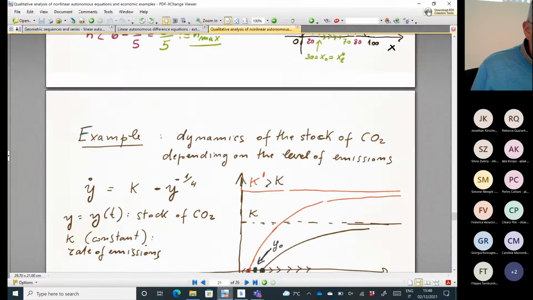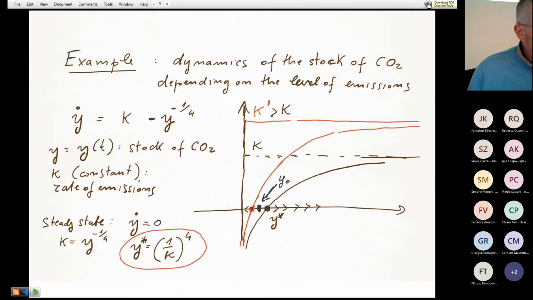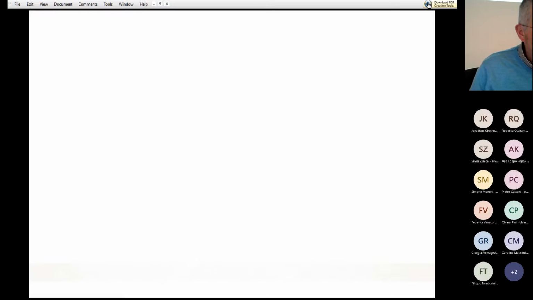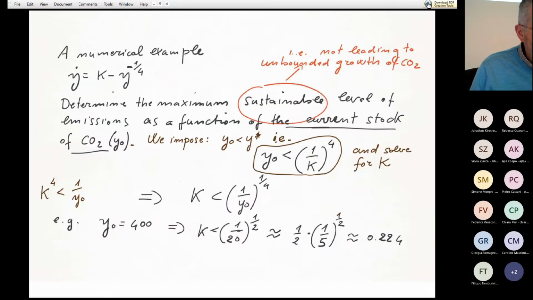There is an example in the slides here in which I specialize the coefficient to 1/4. So you can just have a look at this. It is exactly what I did basically before with the general alpha. So for instance, a numerical example is this one. Suppose that the model is like this, and determine the maximum sustainable level of emissions as a function of the current stock of CO2, which is Y0, okay?